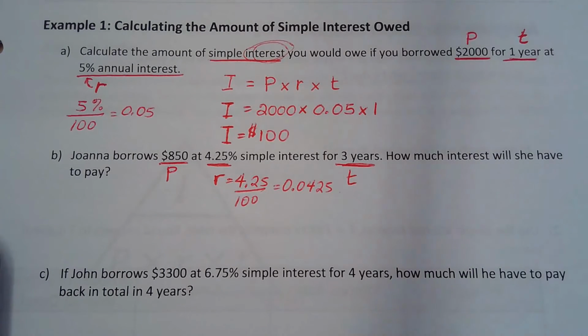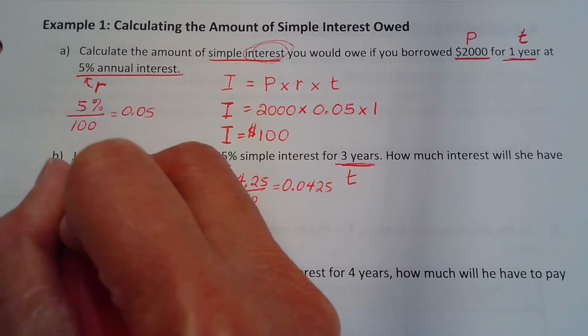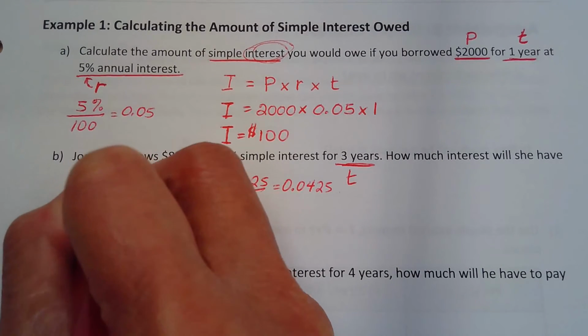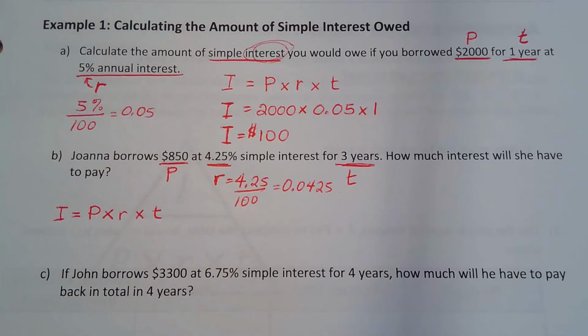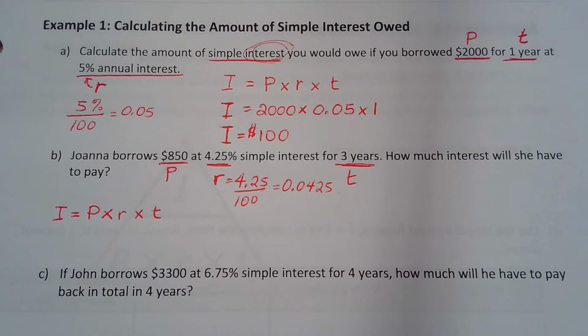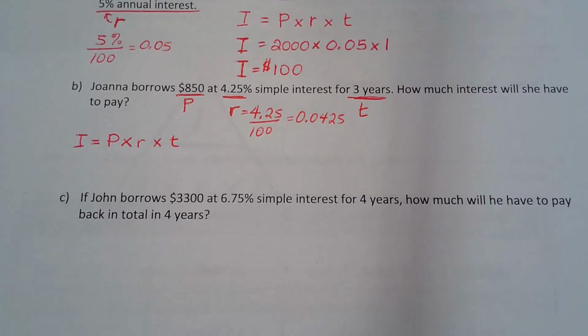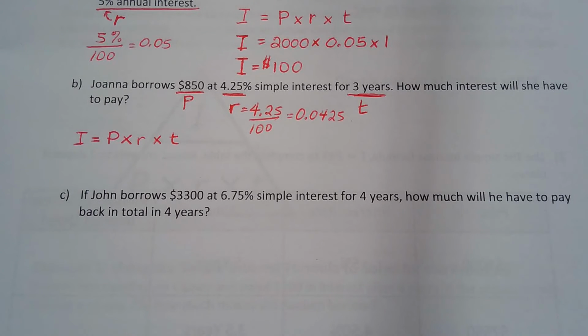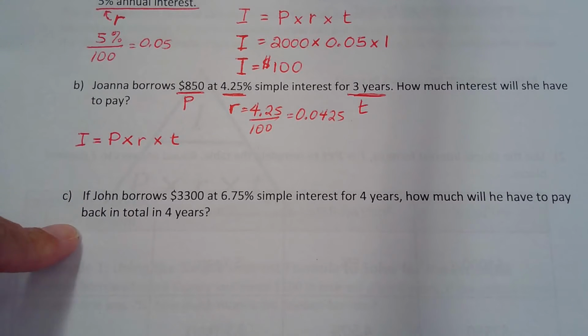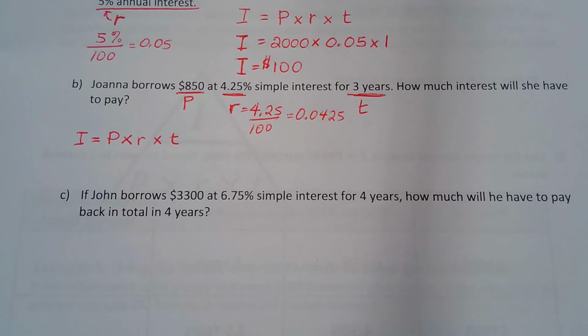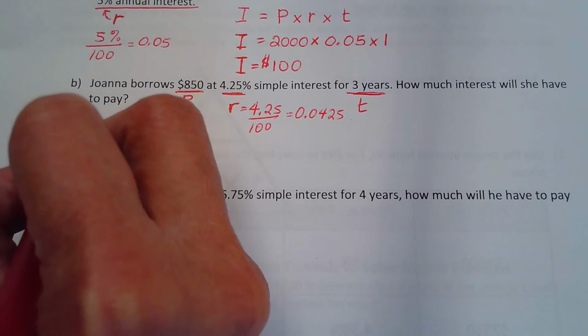Now we figure out the simple interest. So I equals P times R times T. I equals P times R times T. First, formula. Second, substitution. So let's go ahead and do substitution. Substitution means to replace with the number.